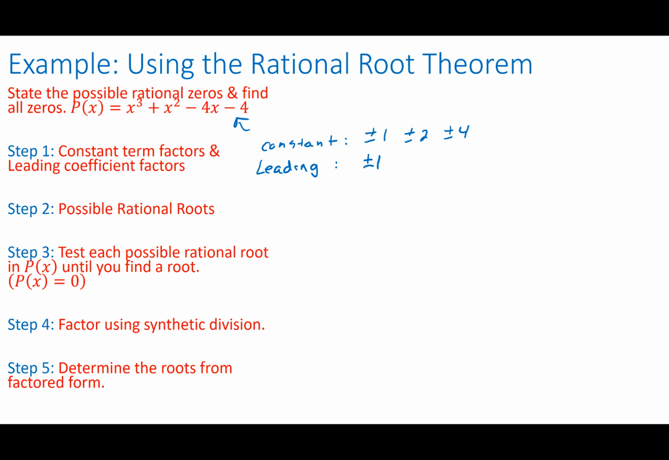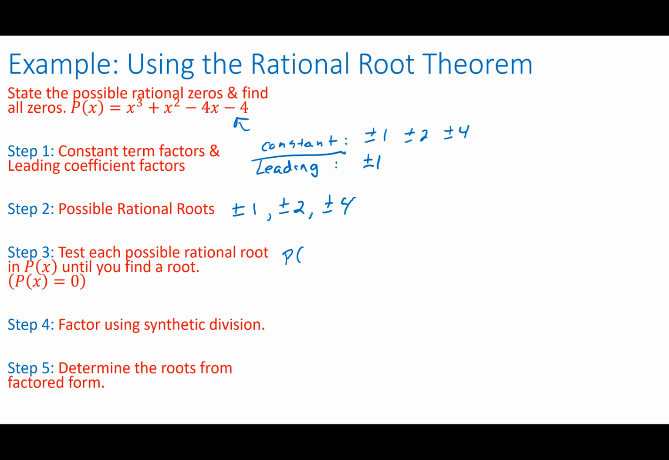Possible rational roots are the constant divided by leading. Well, 1 is my denominator for all of these, so my possible rational roots are simply ±1, ±2, ±4. You don't have to write them 1 over 1, 2 over 1, 4 over 1. So in this case, I only have 6 possible ones. Of that 6, 3 of them are going to be the actual roots. So let's start testing them.